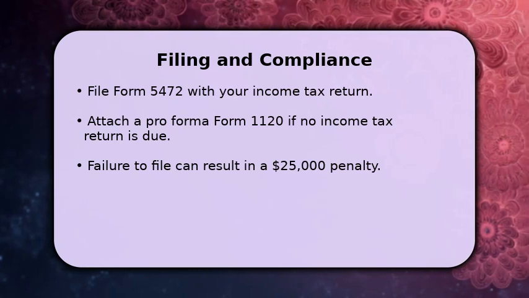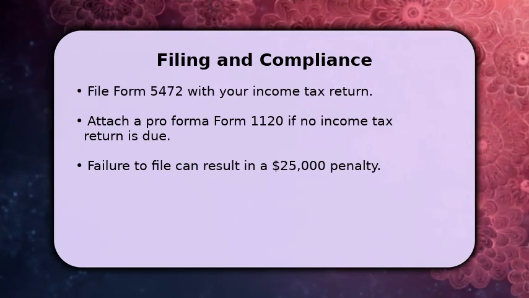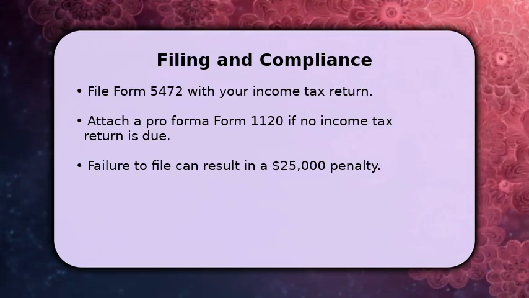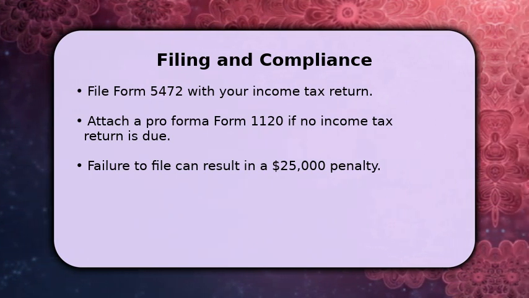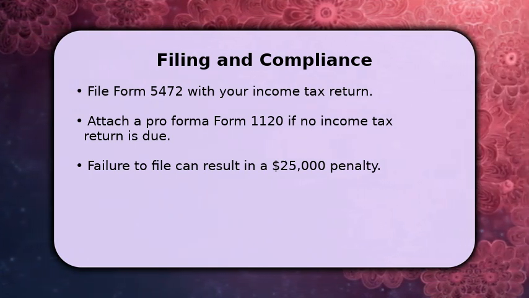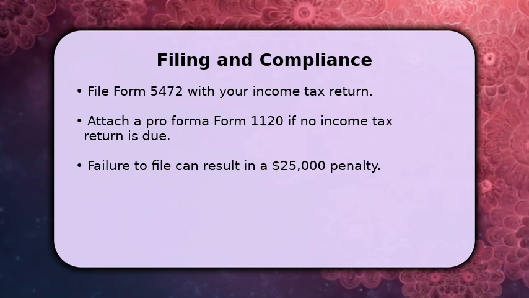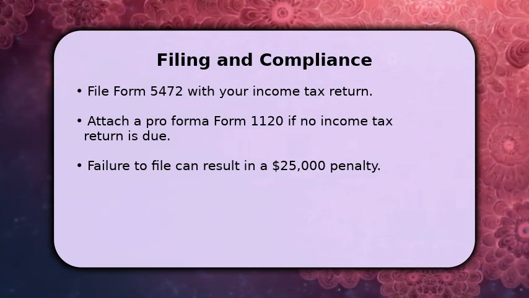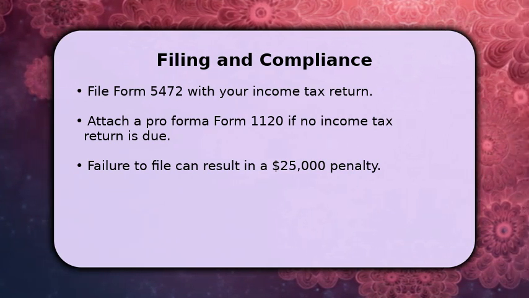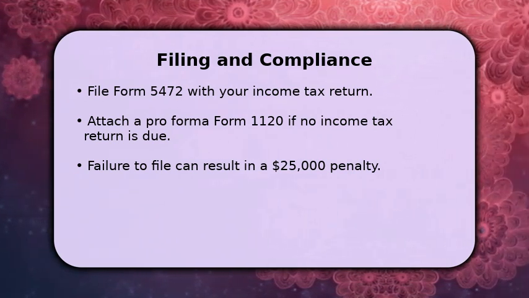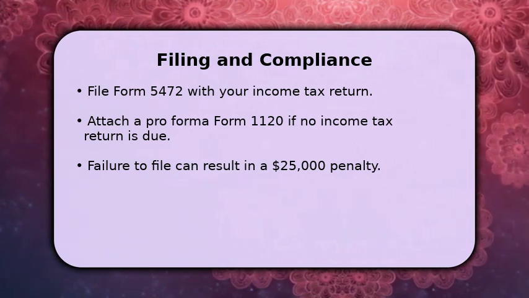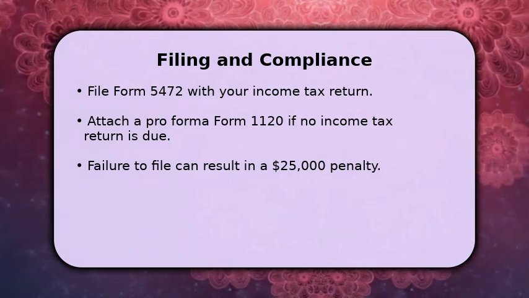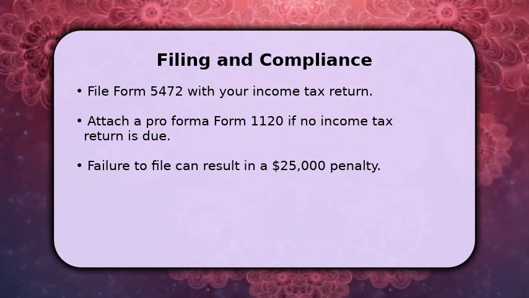Carefully complete each part. Once completed, Form 5472 must be filed with your income tax return by its due date, including extensions. If the reporting corporation does not have an income tax return filing requirement, you must attach a pro forma Form 1120. It's vital to file accurately and on time, as failure to do so can result in a significant penalty of $25,000 per form per year.